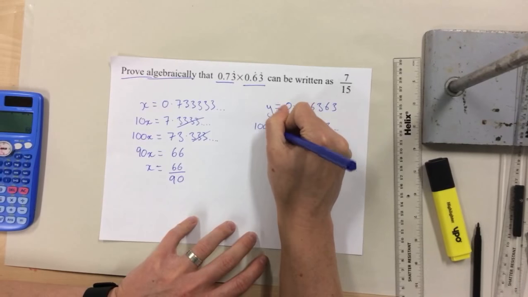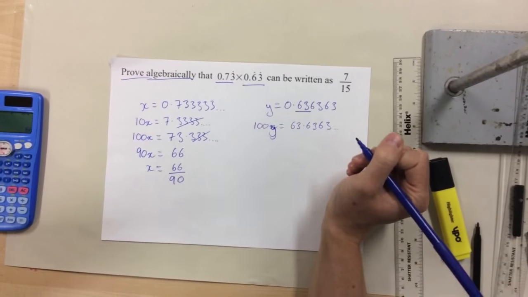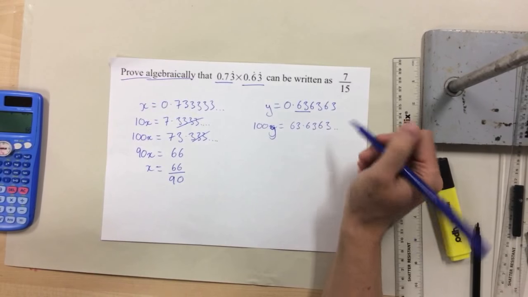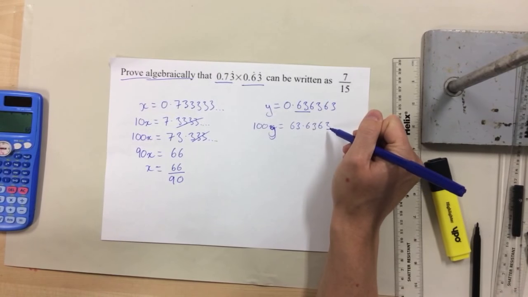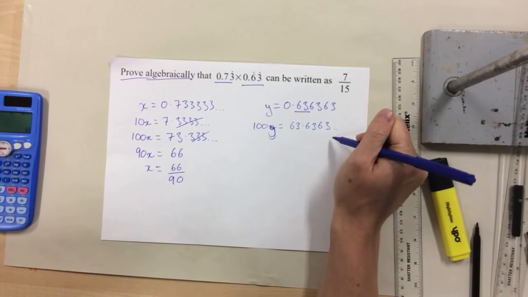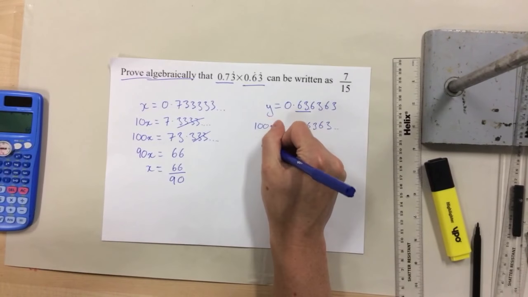We're on y. It's been a long day. Okay, well now I can see, well, I've already got the same decimals here. So I'm just going to take one away from the other. So 100y take away y is 99y.